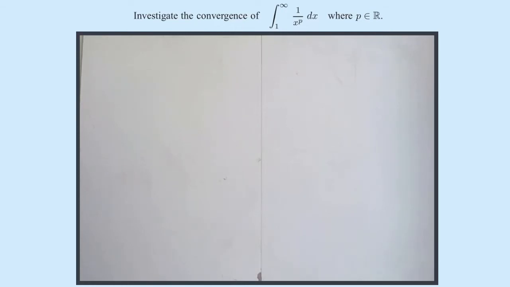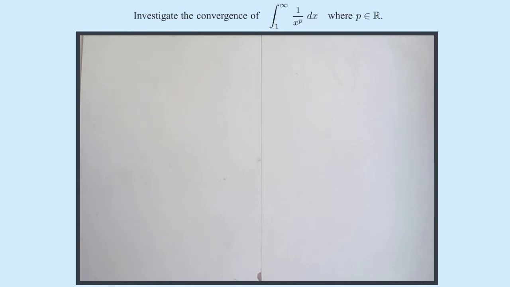Investigate the convergence of the integral between 1 and positive infinity of 1 over x to the p dx with respect to x, where p is a real number. So there's an improper integral. We are going to investigate this by trying to evaluate the integral. We're going to consider certain cases of p.